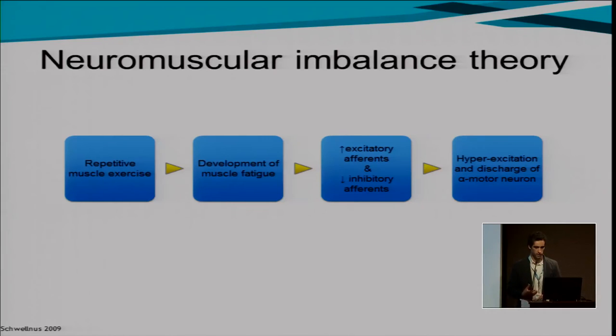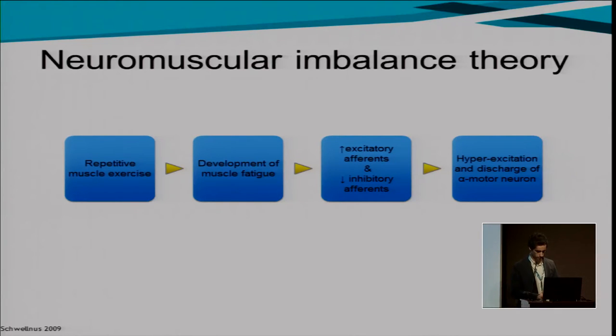Okay. So there is another theory that was brought to us from Schwellnus. I don't know if I'm saying it correctly. In 97, I believe. And he states that with repetitive muscle exercise, whether being maximal muscular contraction or long duration exercise, there is the development of muscle fatigue. And that muscle fatigue increases the excitatory peripheral efferents to the lower motor neuron, and decreases the inhibitory efferents from the peripheral muscle to the lower motor neuron.